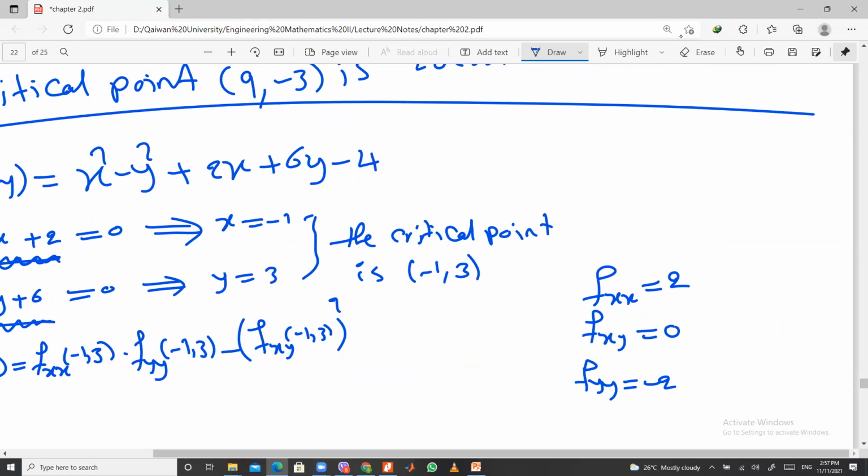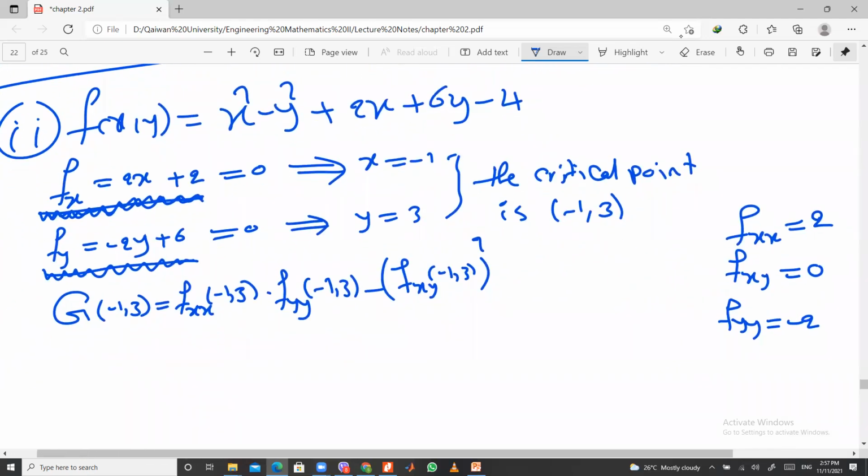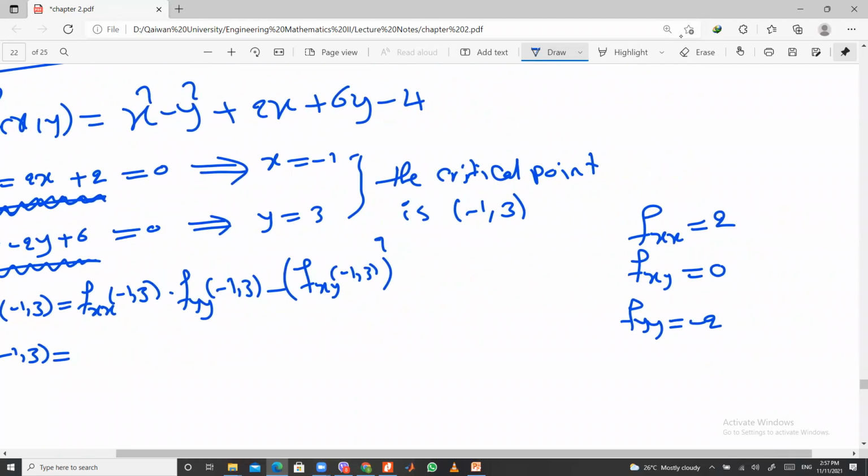We replace these by the values in the function g. So you get g of minus 1 and 3 equals. What's f sub xx at the point? F is constant, so you don't need to replace x and y by the values. But if there is any variable here, we must replace by its value. Which value? The value from the critical point. Here you have minus 1 and 3. In each of these, if you have x, we replace by negative 1. And if you have y, in each of these, we replace it by 3.